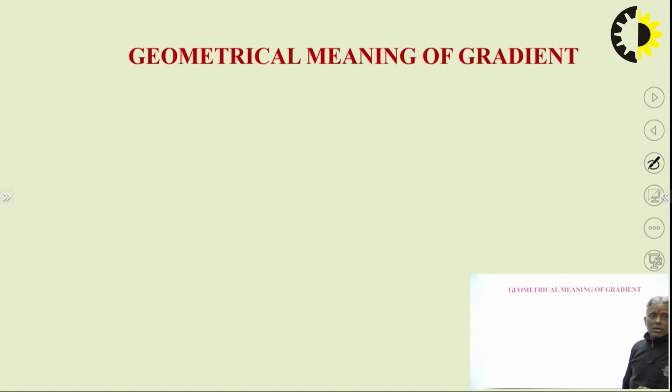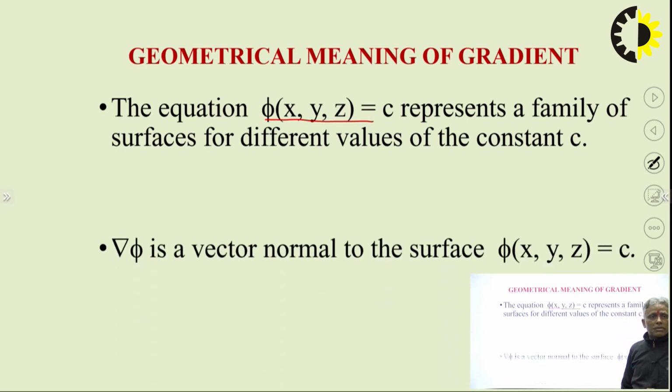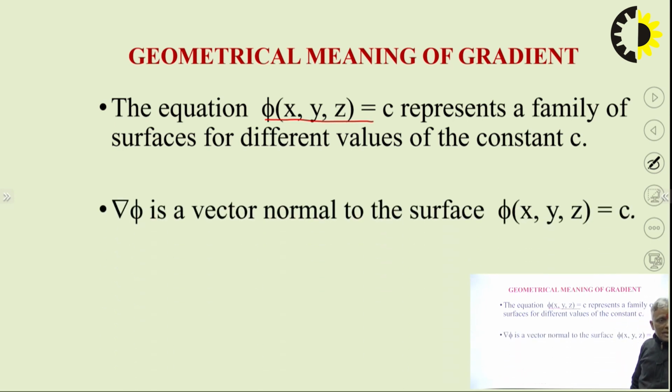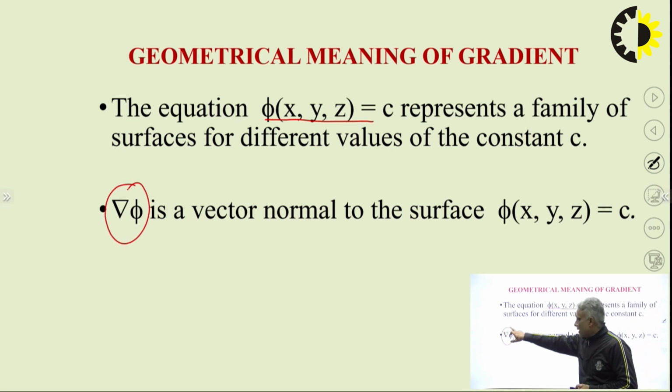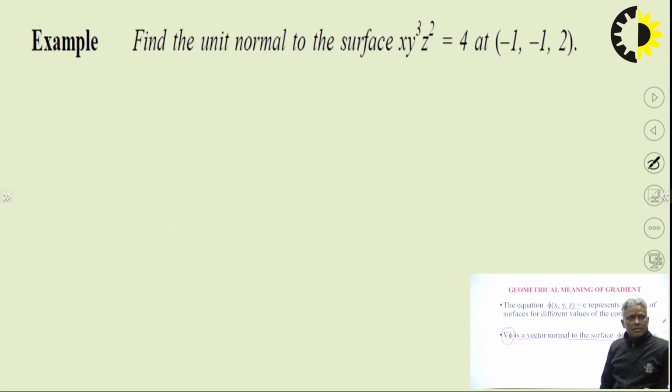And the geometrical meaning of the gradient: what is the role of the gradient? We see that the equation phi(x, y, z) = c represents a family of surfaces for different values of the constant. Then grad phi is the vector normal to the surface, and this is the vector normal to the surface. I explained just now: suppose my hand is this, and this is normal to the surface. It is denoted by grad phi.